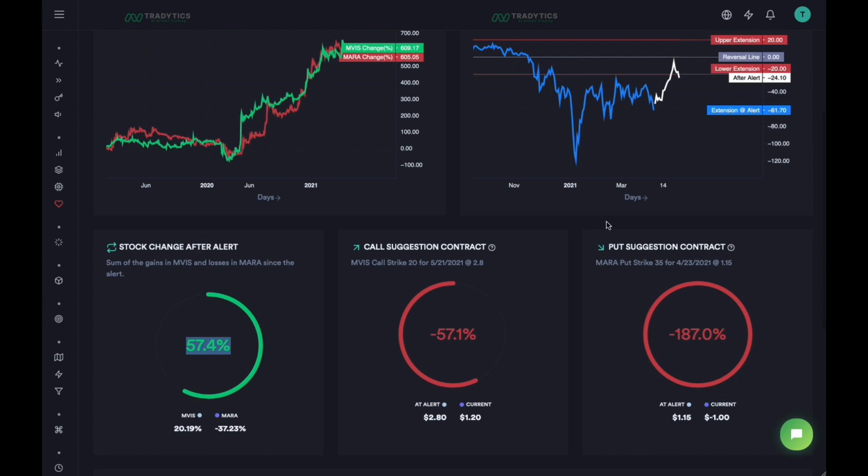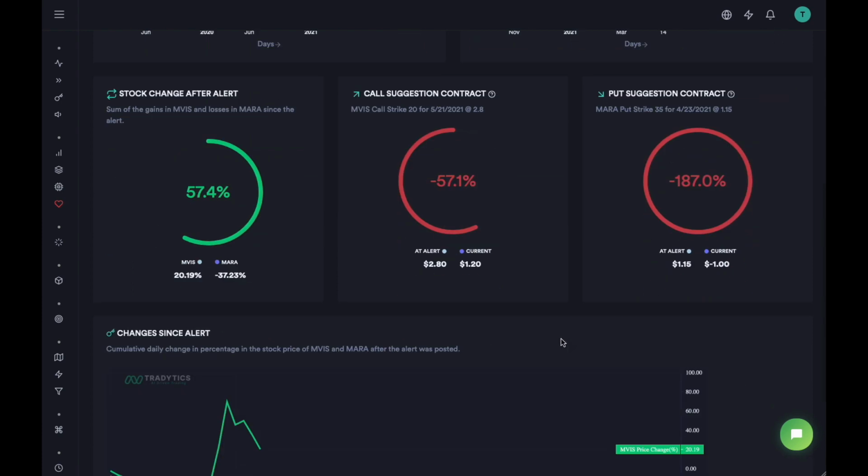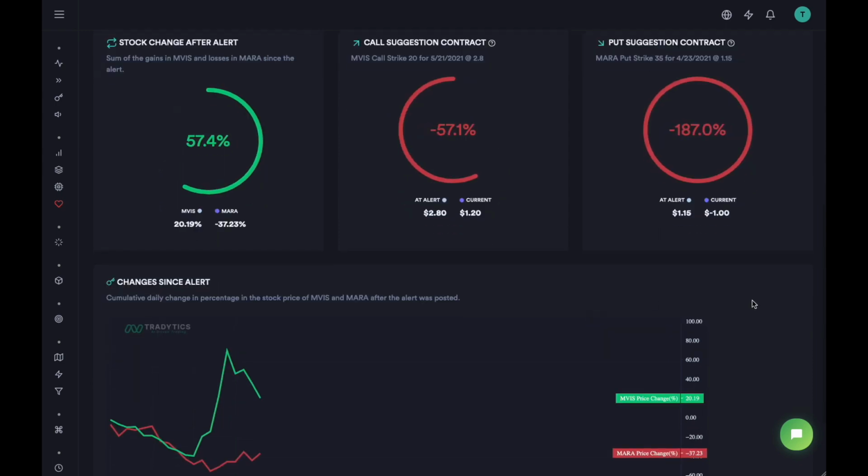Then along with the alert, we also post some suggestions for call and put contracts. These usually pan out within a few days, but I think these were short-term contracts, which is why they actually did go up quite a lot. But since a month has already passed, you're seeing both of these as red. So that's it about one of these alerts.